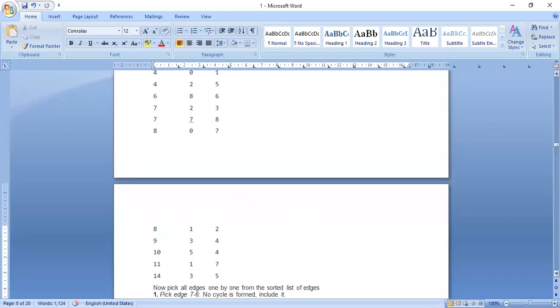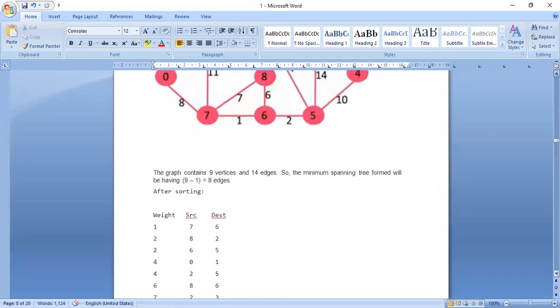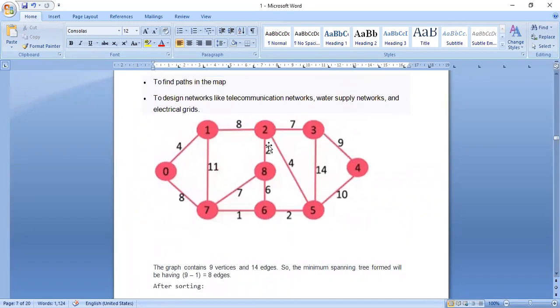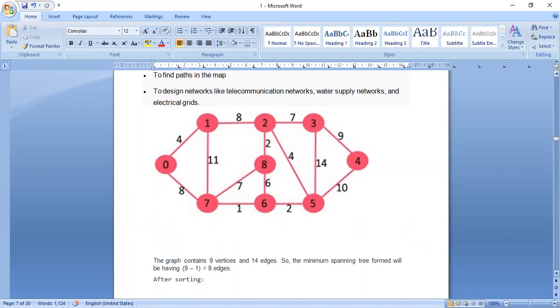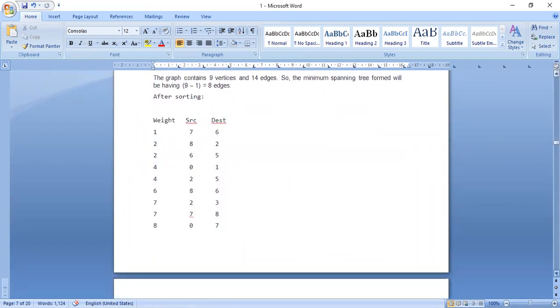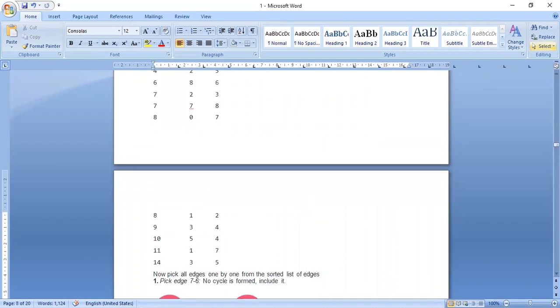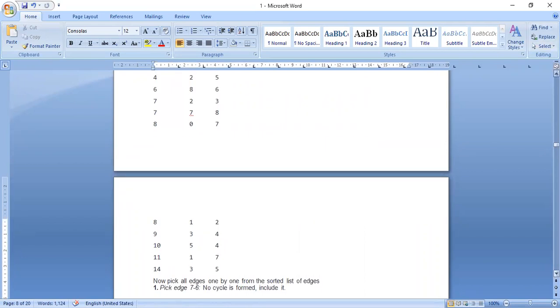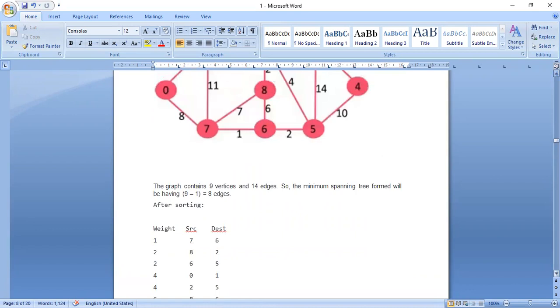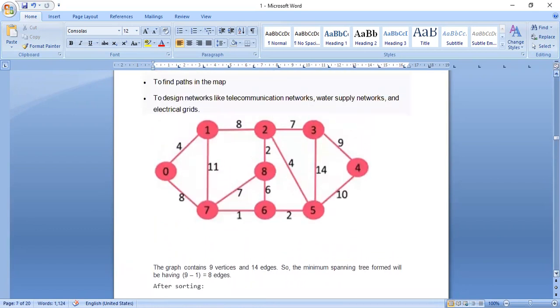Next one. With weight 9, how many edges are there? Only one is there, that is 3 to 4. So I will add it to the list. 3 to 4. With weight 10, how many edges are there? Only one is there, that is 4 to 5. So you can see the whole diagram.